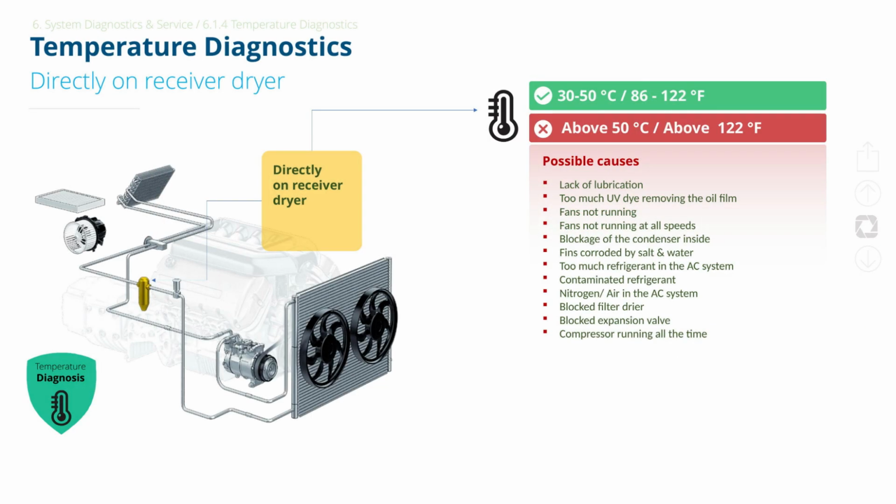When you measure temperature directly on the receiver dryer, you want to see 86 to 122 degrees Fahrenheit. Anything hotter signals trouble. Poor airflow, blockages, bad refrigerant, or even fan issues. High temperature here usually means high system pressure, which can quickly put the compressor at risk.